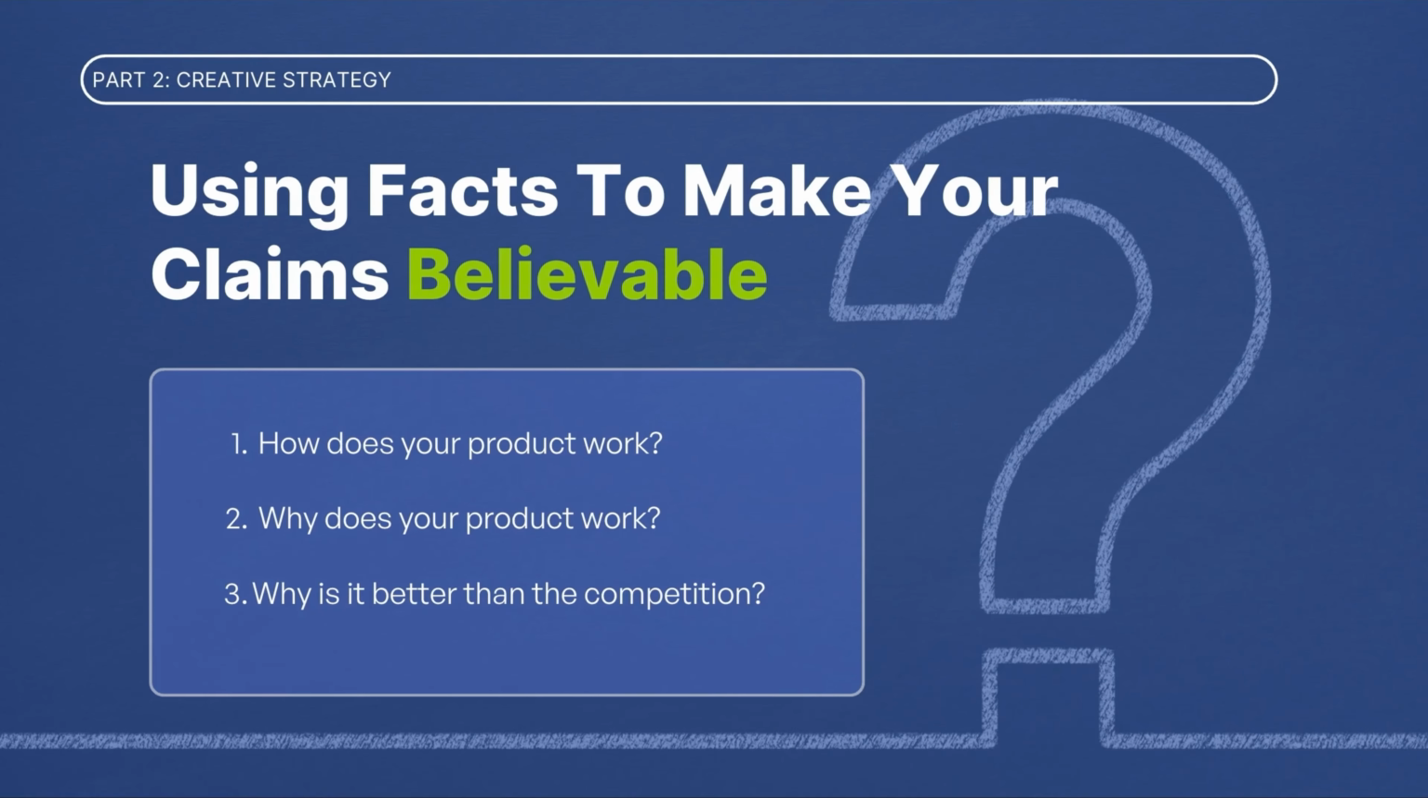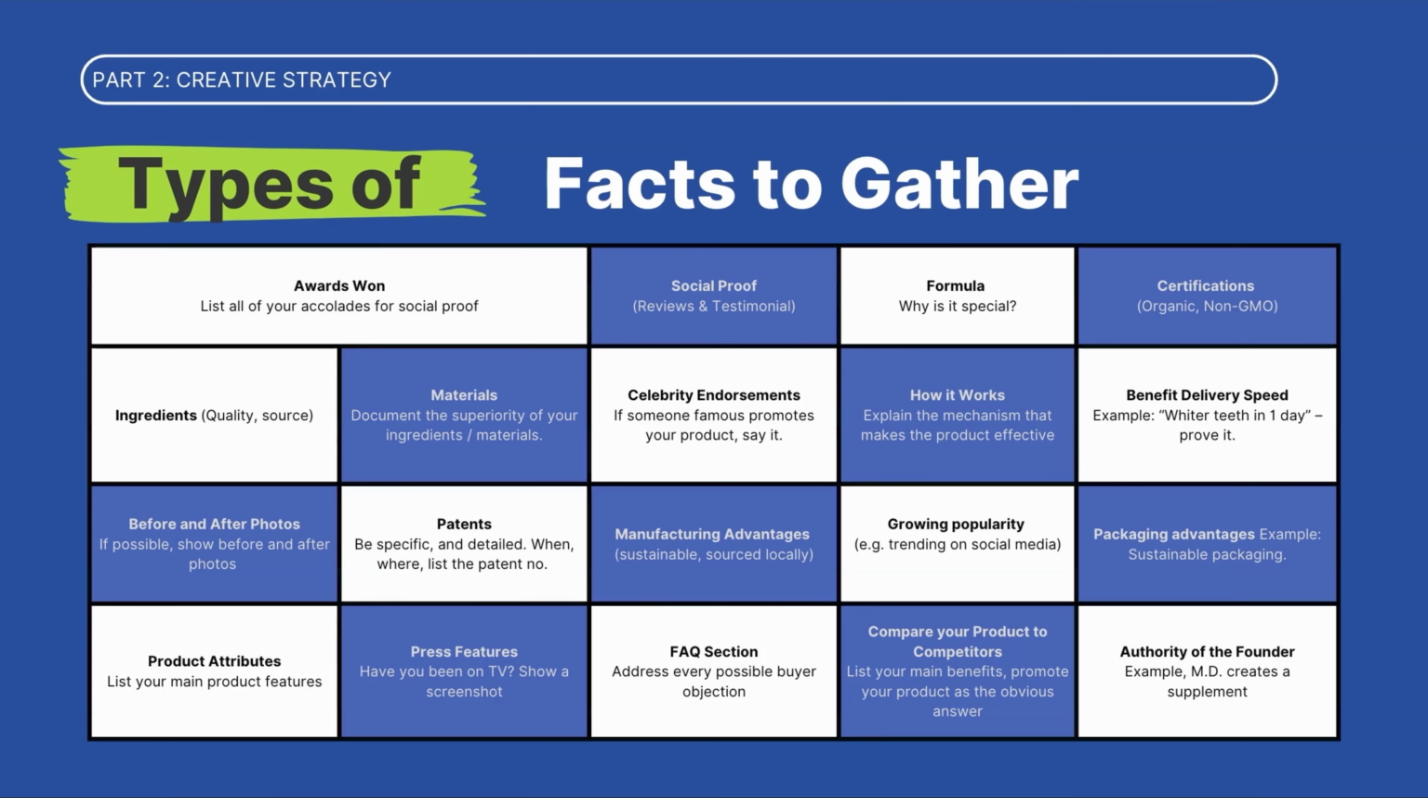Here's how to use facts to make your claims believable. To satisfy the left brain, the logical, rational process of the buying decision, we must prove that our product can indeed fulfill the promise we're making, and for that, we rely on factual evidence. How does the product work? Why does it work? And why is it better than the competition? Here's a list of facts that you can use to sustain your claims.